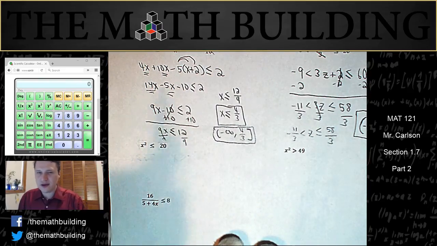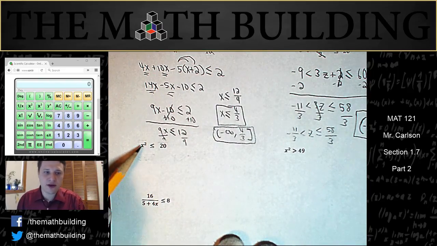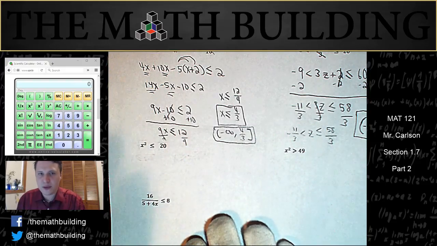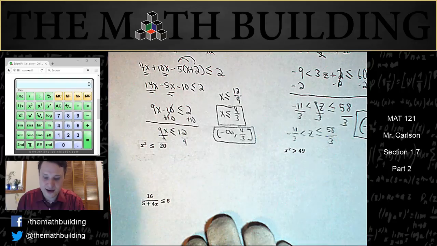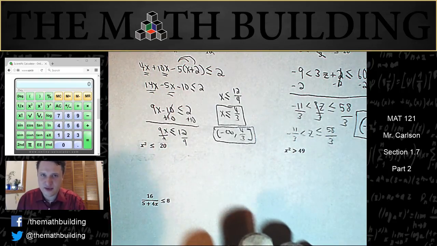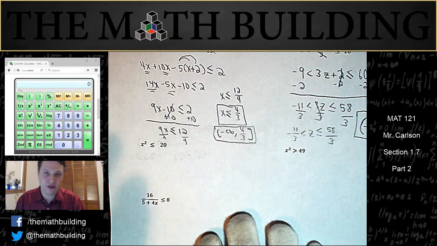We are solving x squared is less than or equal to 20. There's something kind of extra going on in this problem because of the x squared. I'm going to explain this a little more thoroughly when we get to absolute value in section 1.8. So if you don't understand everything I'm about to say, it's okay. We'll cover it some more in the next section.